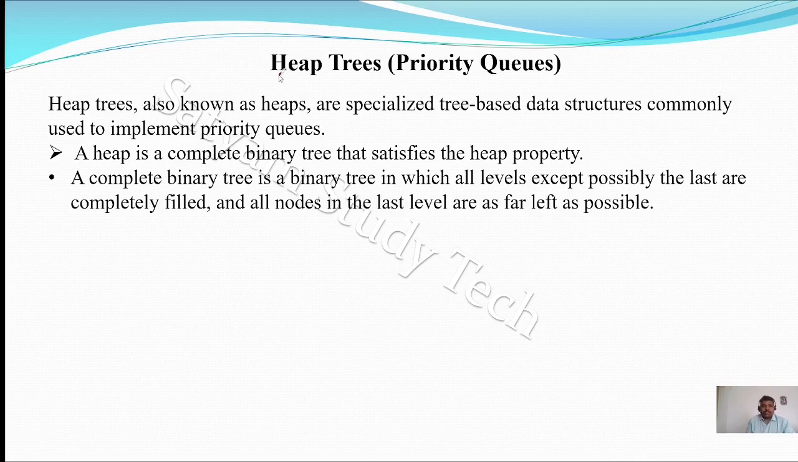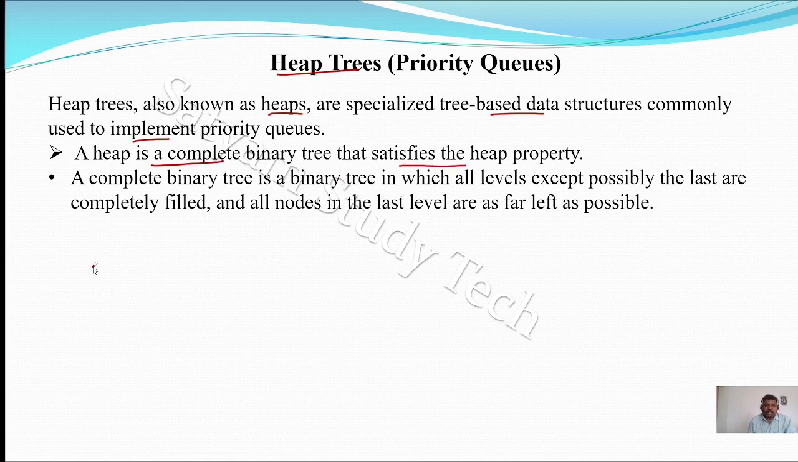Today's topic is heap trees and priority queues. Heap trees, also known as heaps, are specialized tree-based data structures commonly used to implement priority queues. A heap is a complete binary tree that satisfies the heap property.